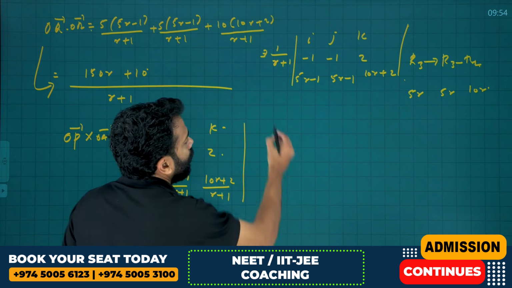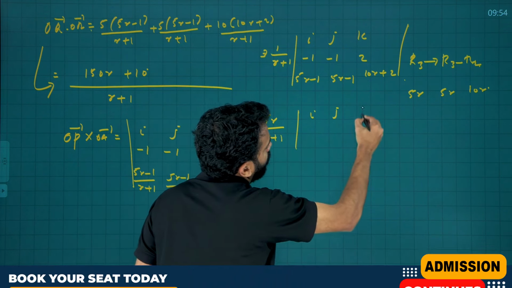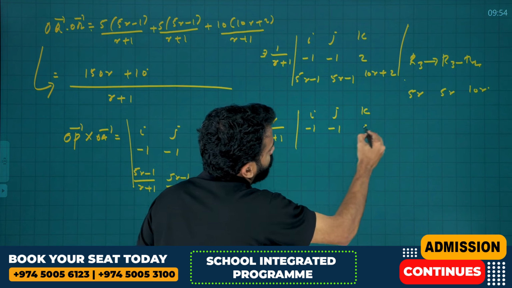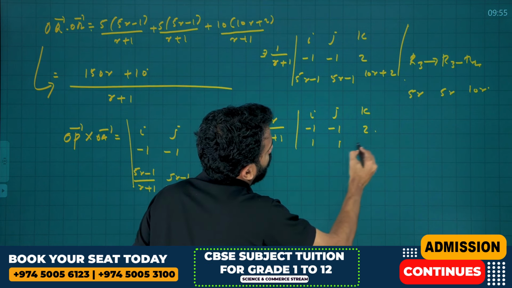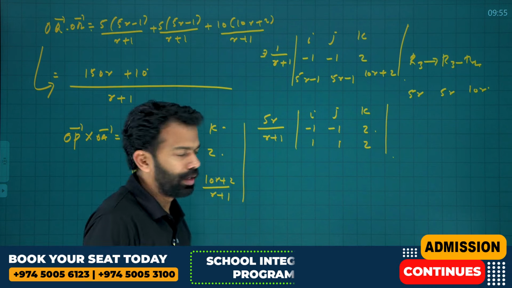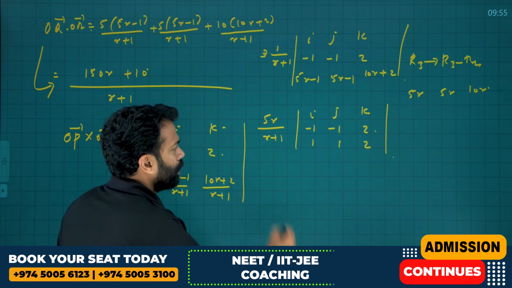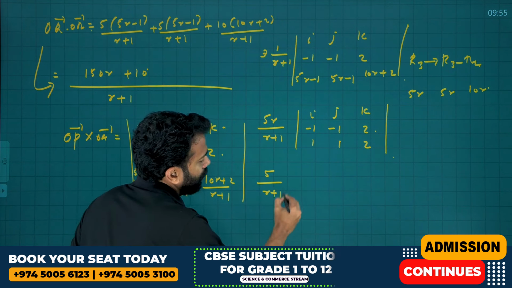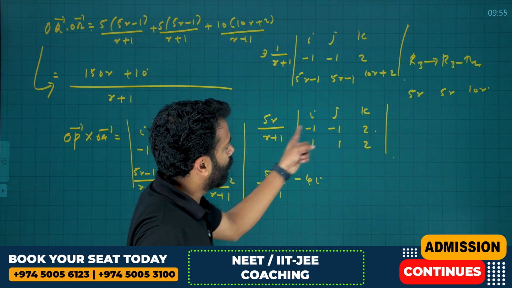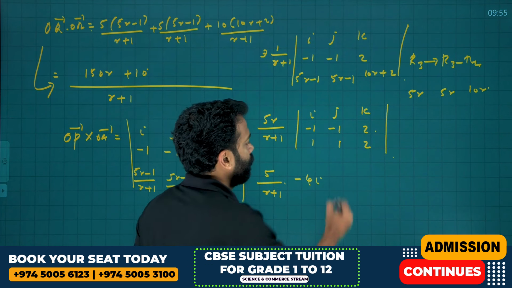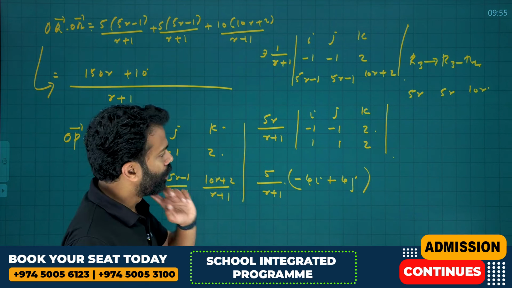So it will be 5R divided by (R plus 1) into the determinant of i j k, minus 1, minus 1, 2, minus 1, minus 1, 2, 1, 1 and 2 again. I hope you get the idea here. Again, we can simplify, we can add these two, but I am going to solve the determinant again. It will be 5 by (r plus 1) into, this will be minus 2, that is minus 4i. Again, minus 2, that is minus 4. The sign here will be, along with that sign, 4j, and this will be 0. That is minus 5 by (r plus 1) into (4i plus 4j).